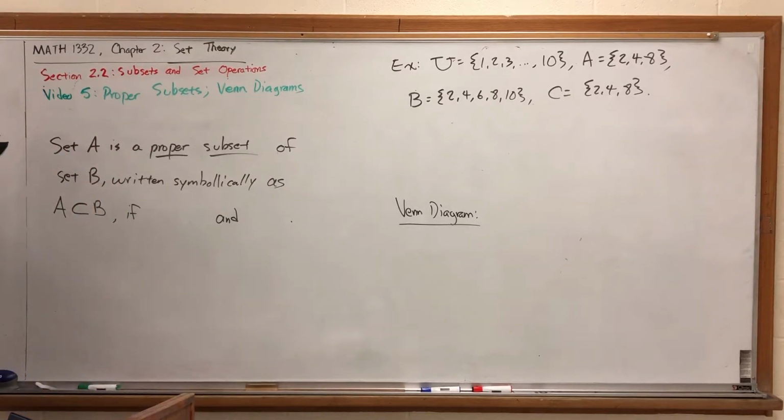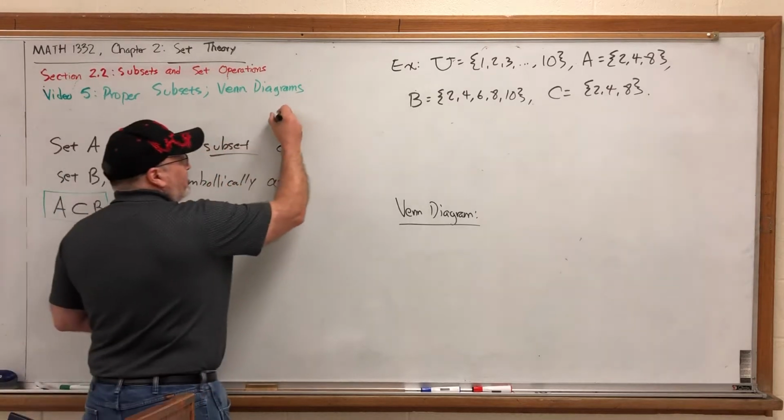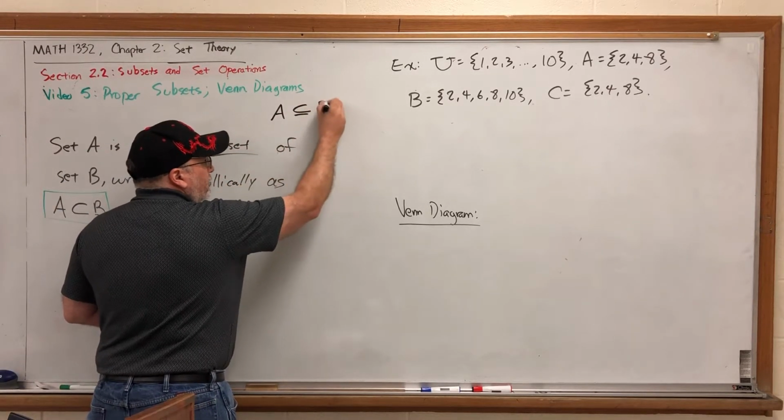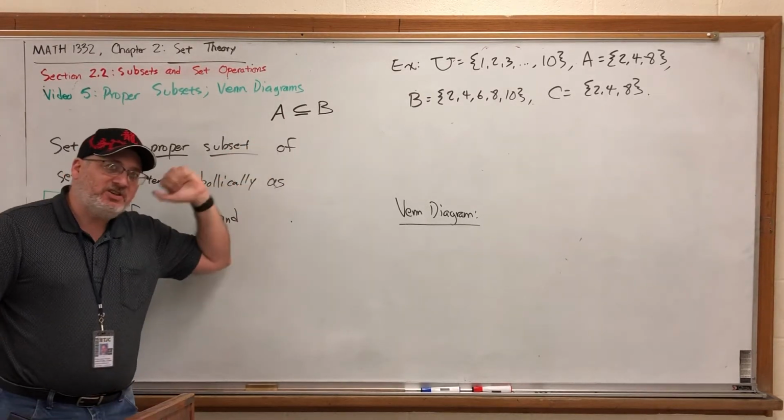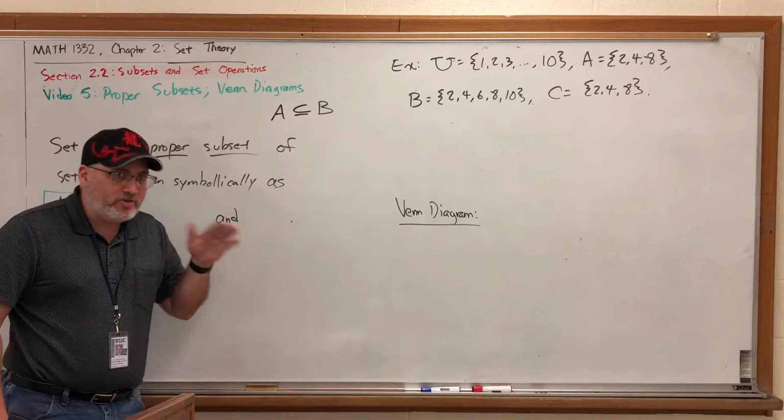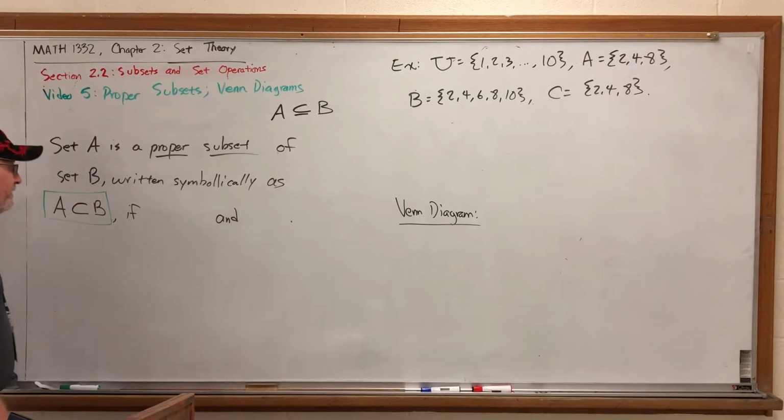Set A is a proper subset of set B, written symbolically as A ⊂ B. I want you to notice that this symbolic representation looks almost just like the symbol for subset. But do you see the only difference? When we said A was a subset of B, the symbol looked like this. But do you see the difference? The symbol for proper subset does not have that extra straight line, whereas this one does. It seems insignificant, but I'll show you an easy way in a moment to remember the difference between the two. But first, let's define it.